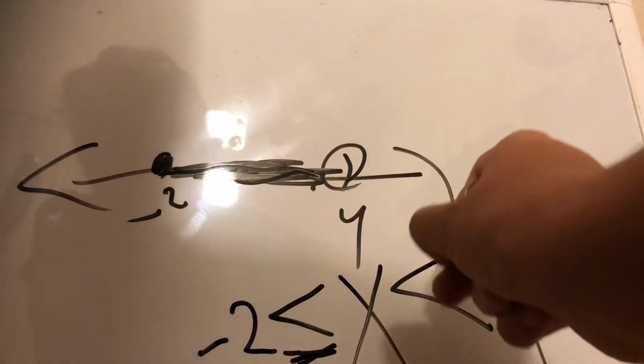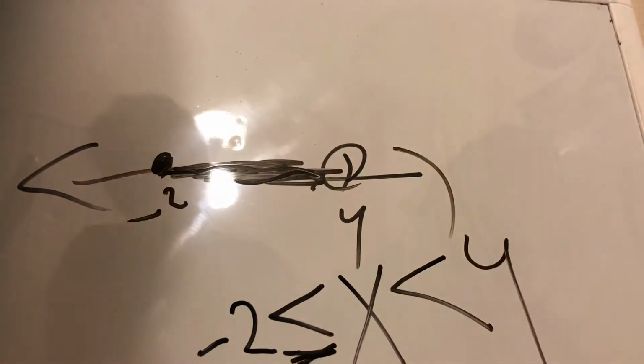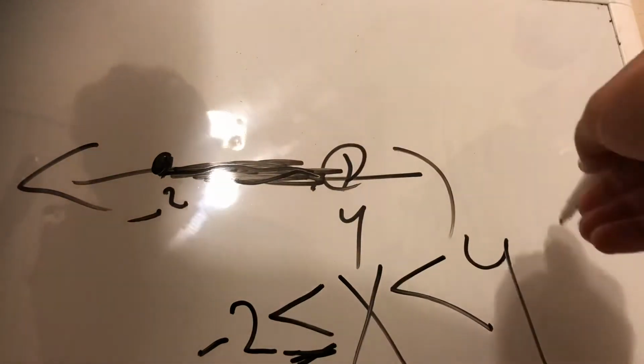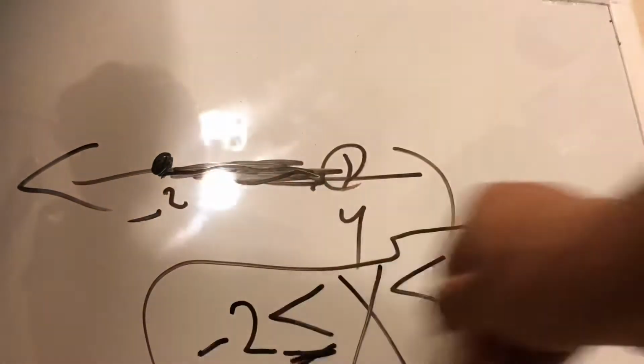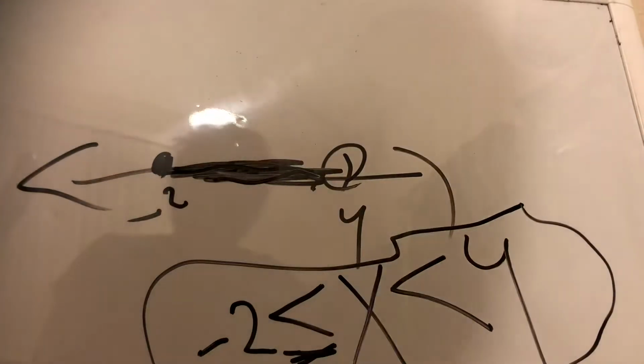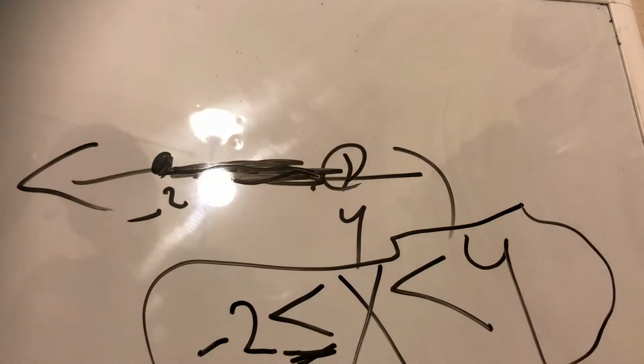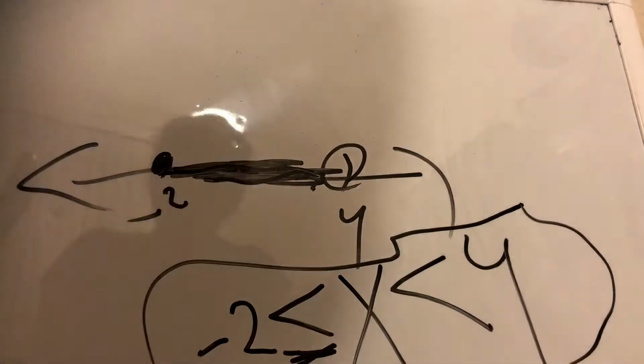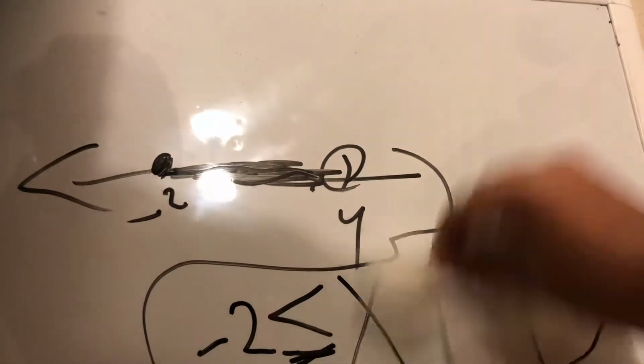We didn't put the line or equal sign because this one is white, so we shouldn't draw the filled circle. And that's our question: -2 is less than or equal to x, and x is less than 4. I'm gonna erase this one, and we are going to the next question.